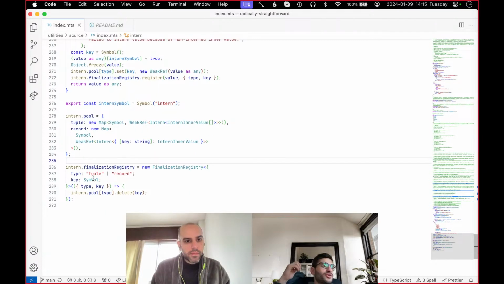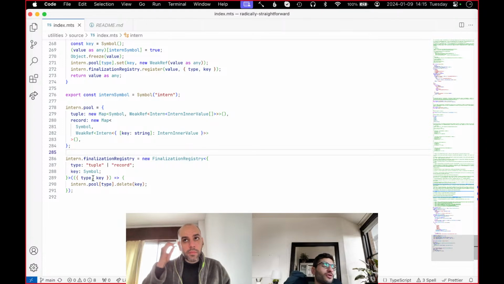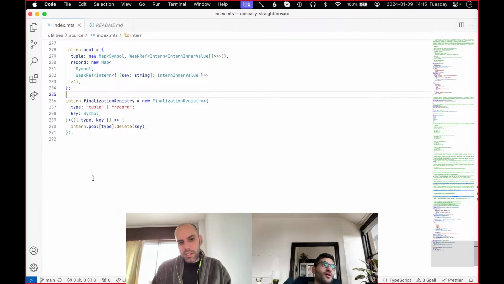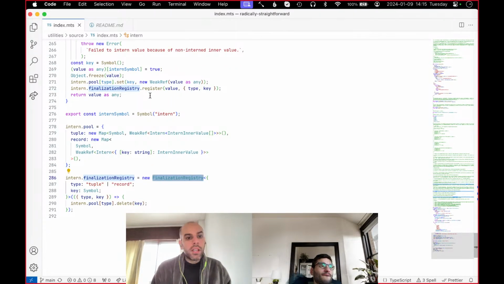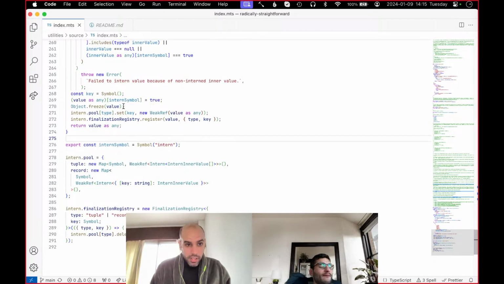Well, won't it throw in this code? In this version, yes, you would need to check for the presence of the finalization registry and then instantiate it or not and all of that. But I'm not bothering with any of that. And I also freeze the object, and I also experimented.